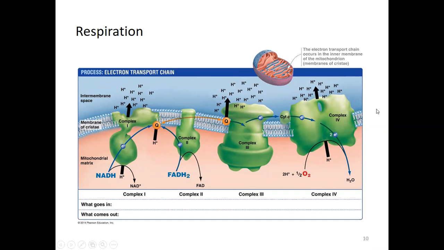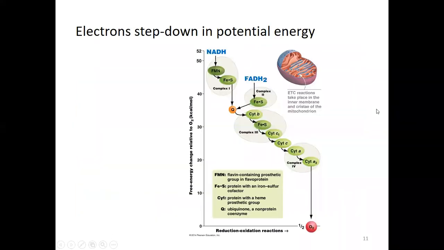Each time the electron gets passed through this electron transport chain from one molecule to the next, it drops in energy. So here we have on the y-axis the free energy change, the delta G relative to O2, in kilocalories per mole. Electrons from NADH are very, very high energy. They have a very high delta G, very positive.